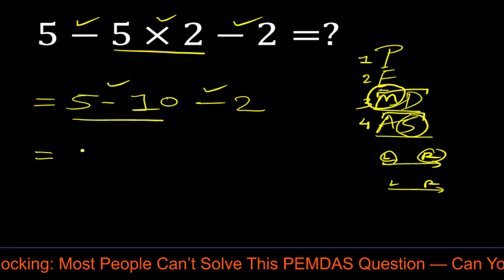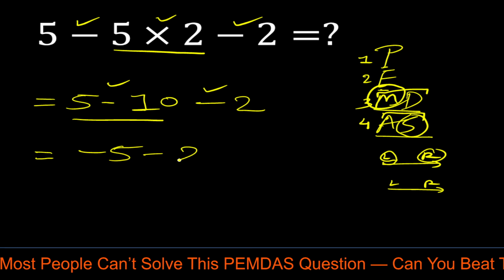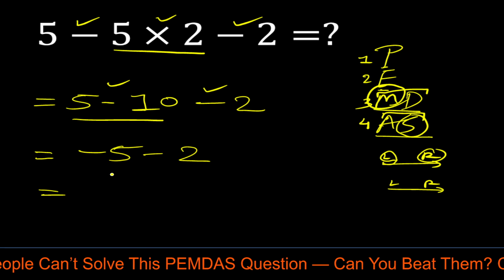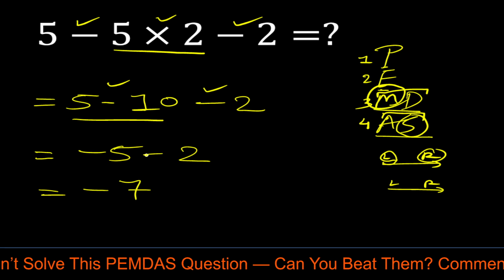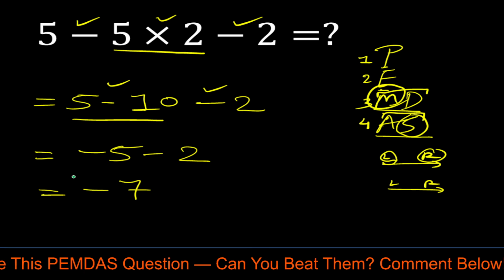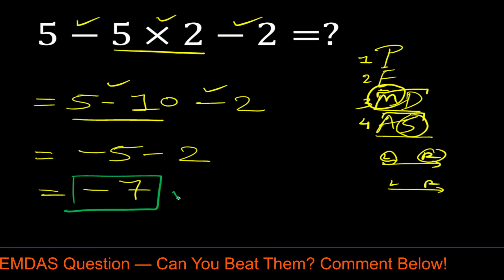So 5 minus 10 is equal to minus 5, minus 2. So minus 5 minus 2 is equal to minus 7, right? So the correct answer is minus 7.